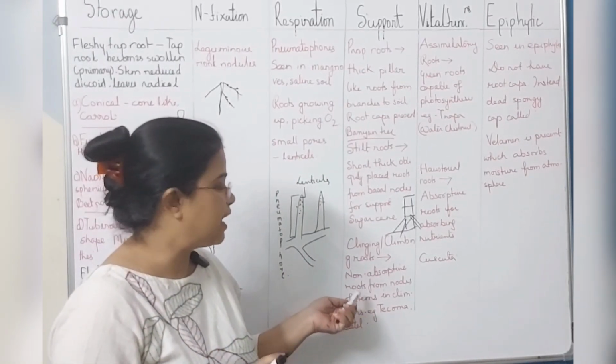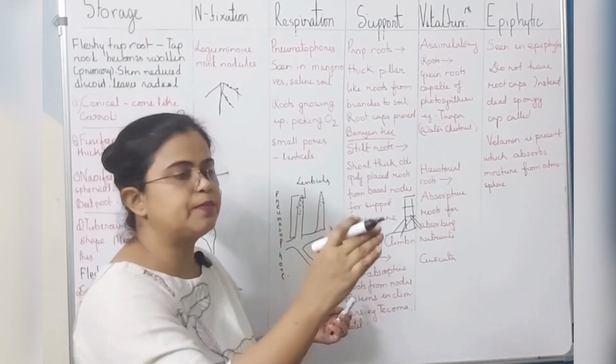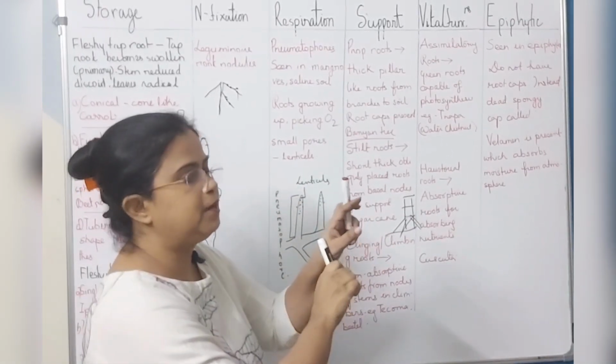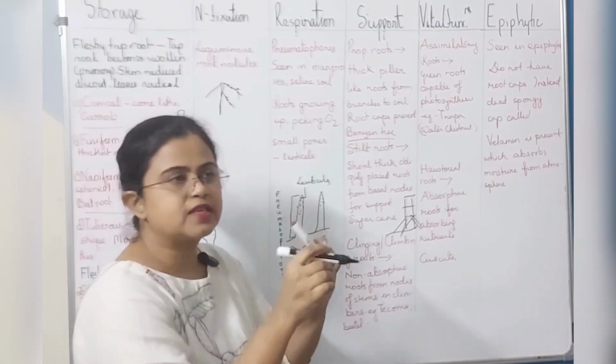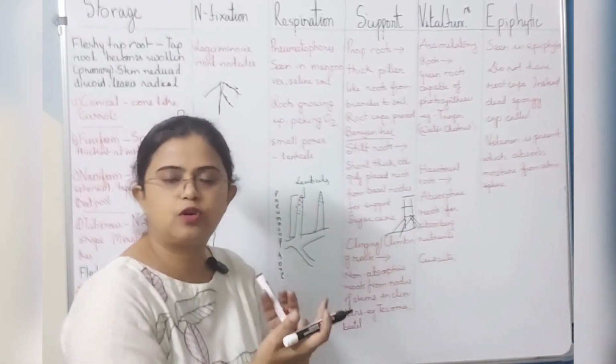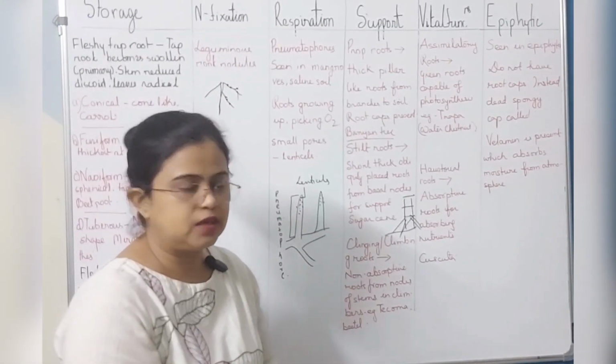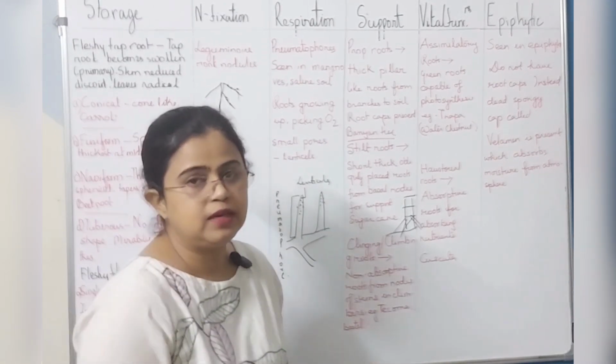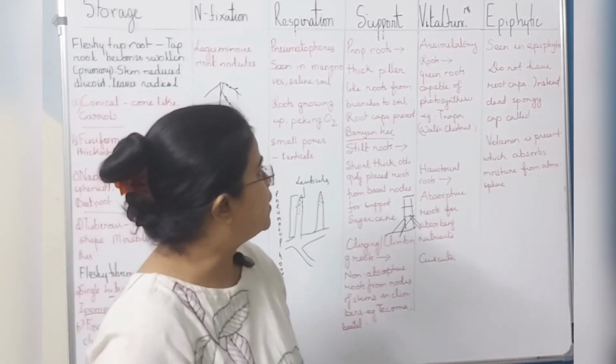These are seen in climbers, plants which take support on another plant as they grow. They just help in attaching the plant to the surface, which can be a trunk or the wall or any other thing. Okay, clinging roots: Tecoma, betel, paan, these are seen here.